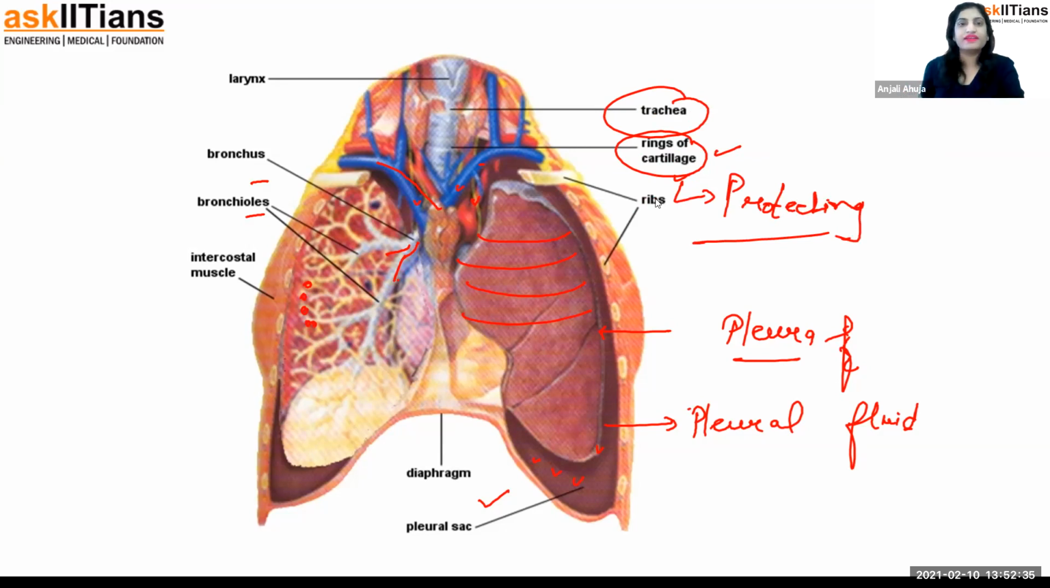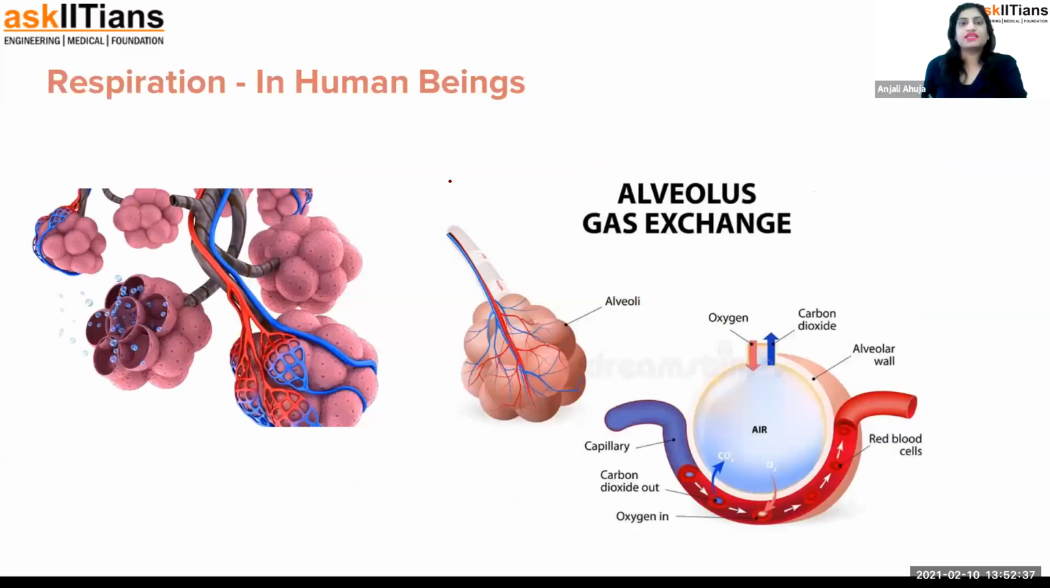Let's move forward. The next thing I wanted to show you is the alveoli. Ultimately, these are the terminal bronchioles, what you can say. Further, we will be having these alveoli, which appear to be like an air sac.